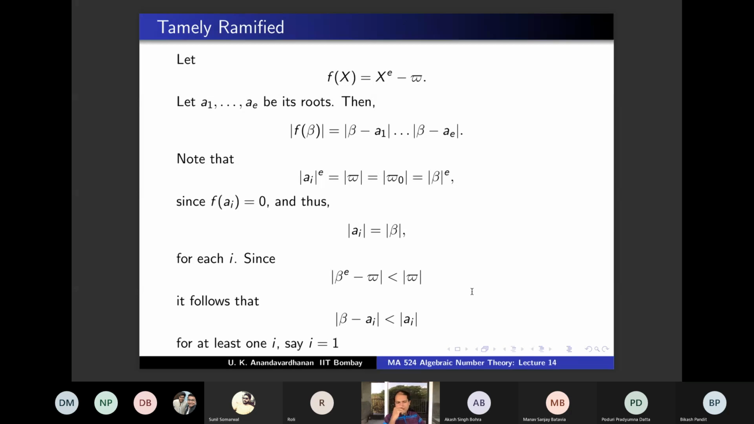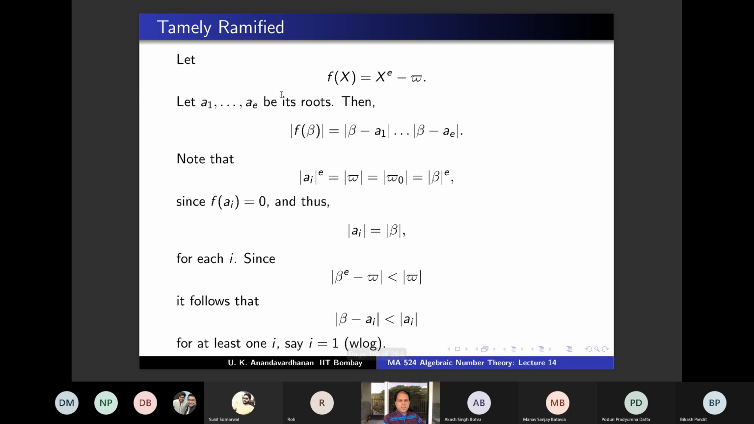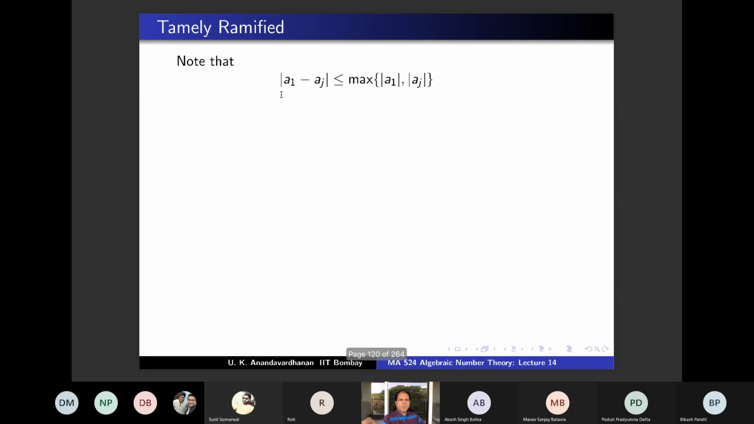Yes, sir. So let us say that that i is 1 without loss of generality, rearrange so that a1 has this property that mod beta minus a1 is strictly less than mod a1. So this is without loss of generality. And also note that now we have fixed this a1. a1 has this property that mod beta minus a1 is strictly less than mod a1.